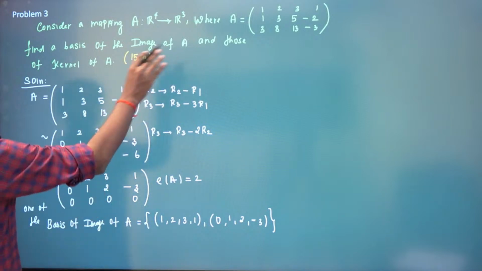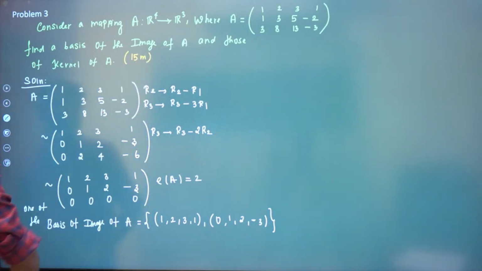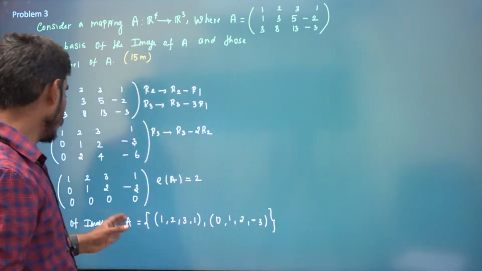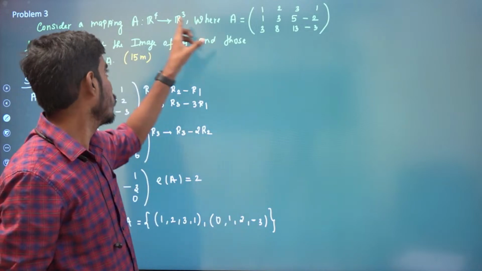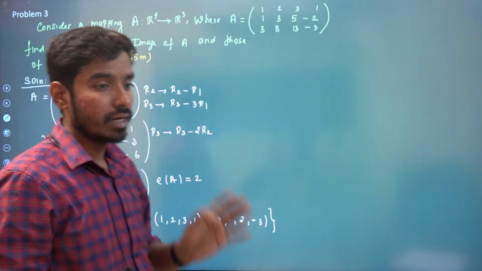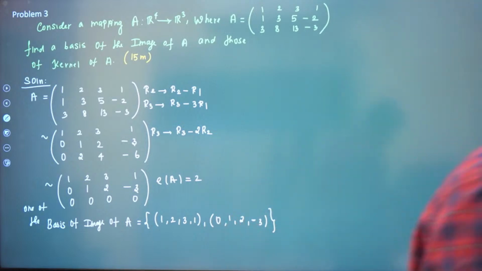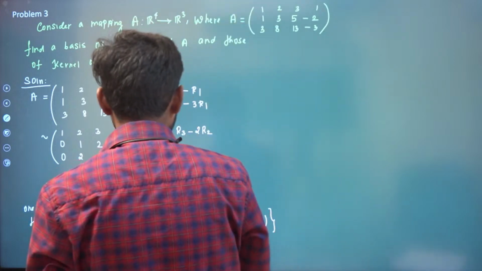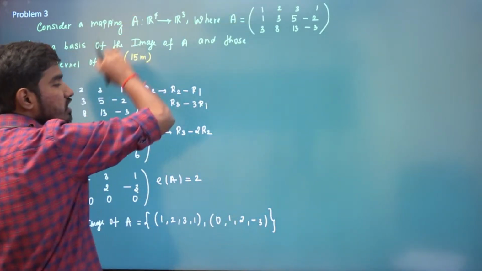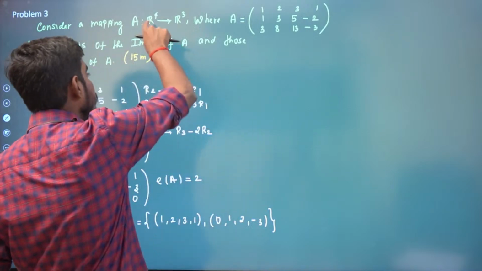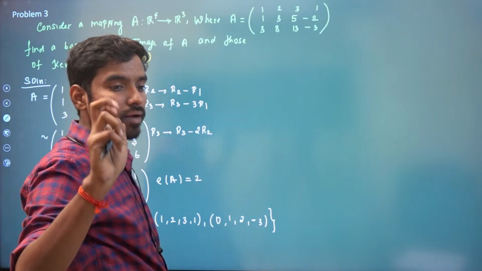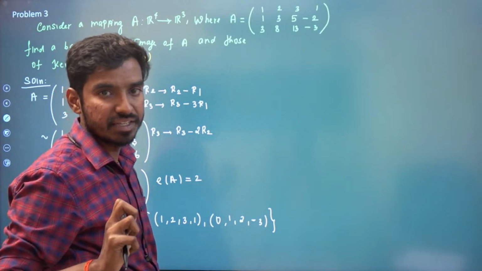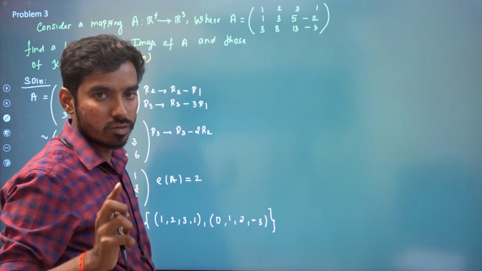Now we need to find the basis for the kernel. Here you can see the rank is 2, and we know rank plus nullity is equal to 4. That means the nullity will be equal to 2, because by Sylvester's theorem, rank plus nullity is always equal to the dimension of the domain space. The dimension of the domain space is 4. So rank is 2, nullity will be 2. That means your null space will have two linearly independent elements in its basis. We will find that.